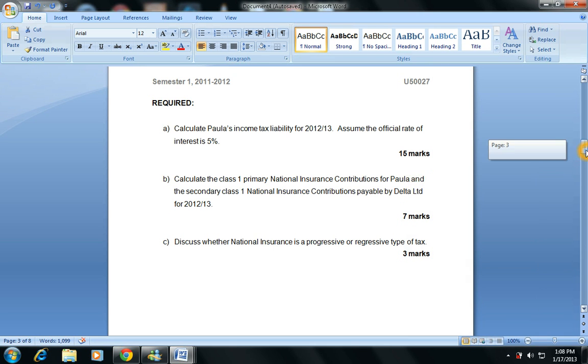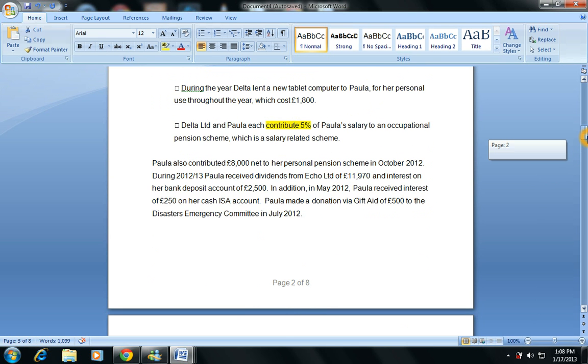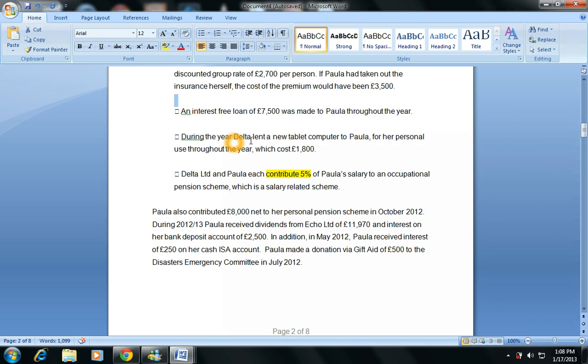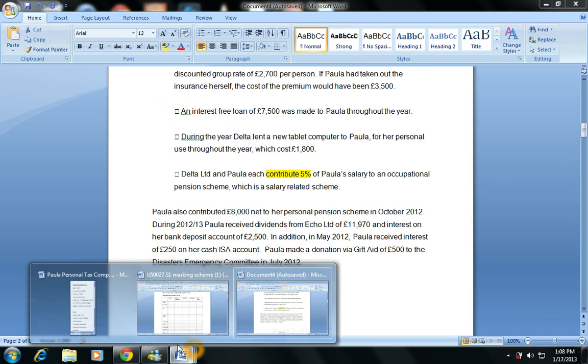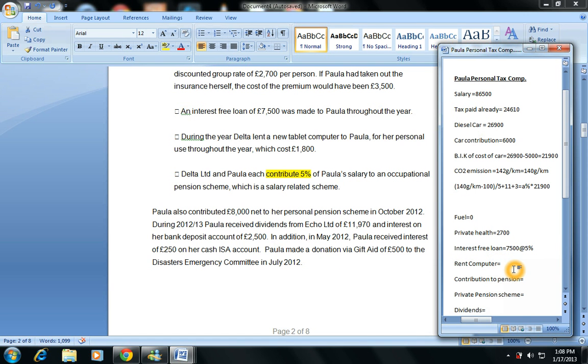Right, let's go back to the question. So we're done with interest. So during the year, the Delta lent a new tablet computer to Paula for her personal use throughout the year, which cost 1,800. So 1,800 computer. What the law says, if you rent any equipment to the person or an employee, 20% of that amount, you pay tax on that 20%. Do you understand? So Paula's gonna pay 20%. Out of that 20%, she's gonna pay tax. Right, we go to the next one.